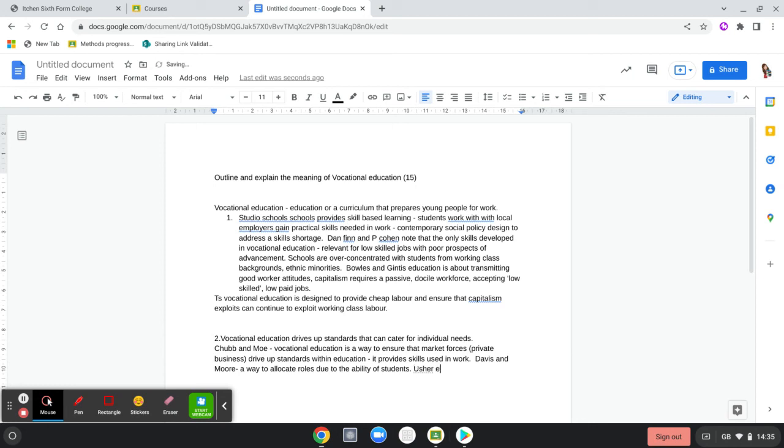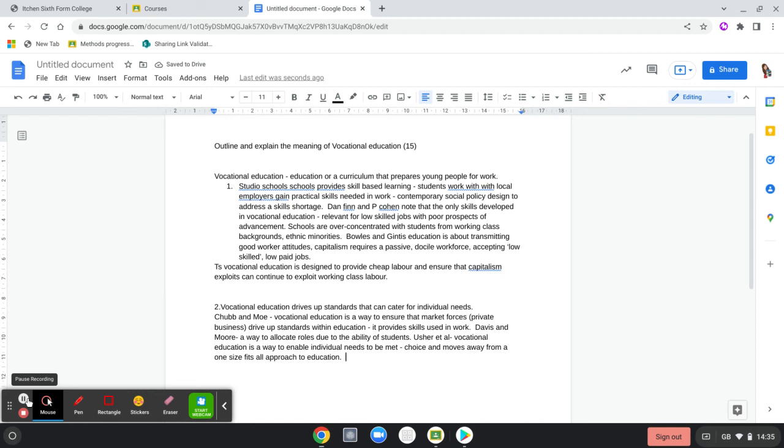And then lastly, for Usher and Edwards, vocational education is a way to enable individual needs to be met. It provides choice and moves away from a one-size-fits-all approach to education. Bit of a mash-up there. Got some functionalism, New Right, and postmodernism.